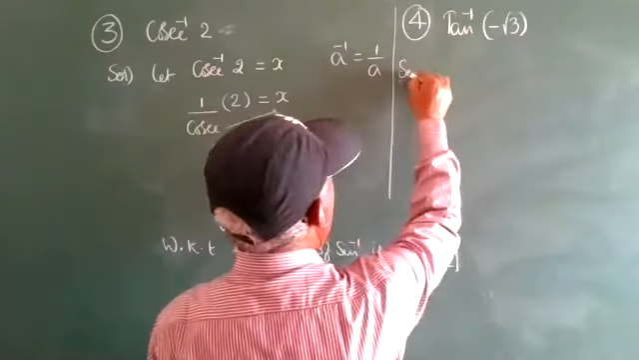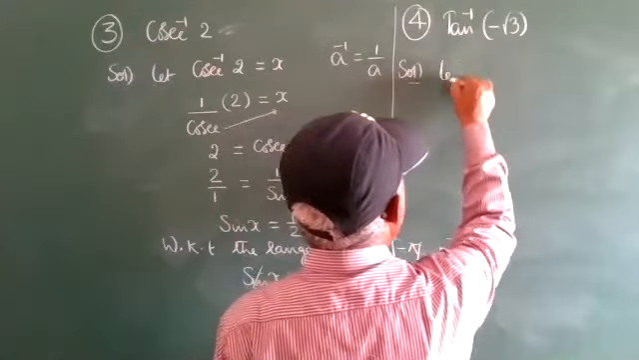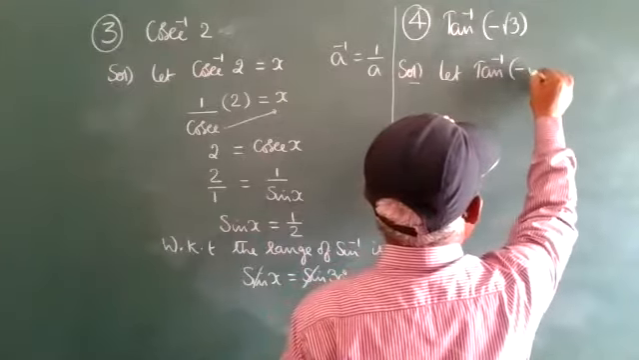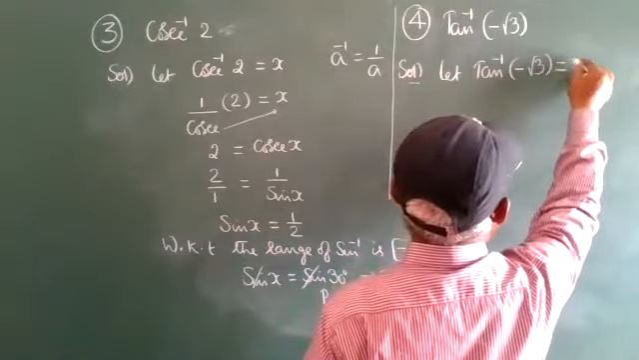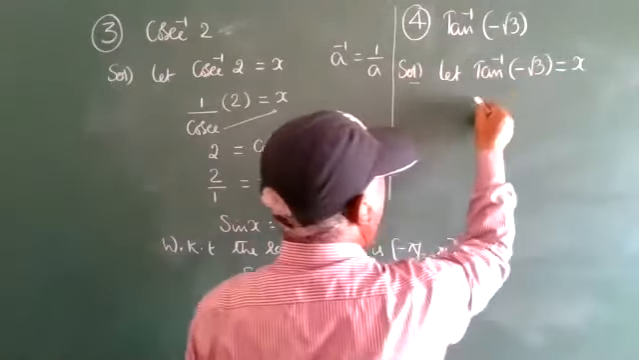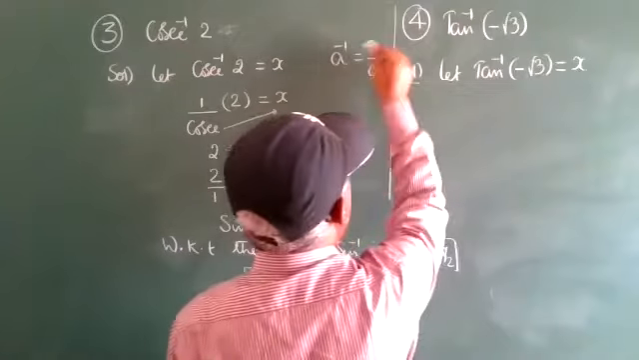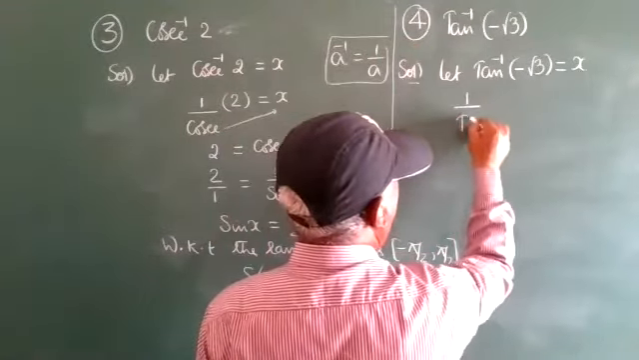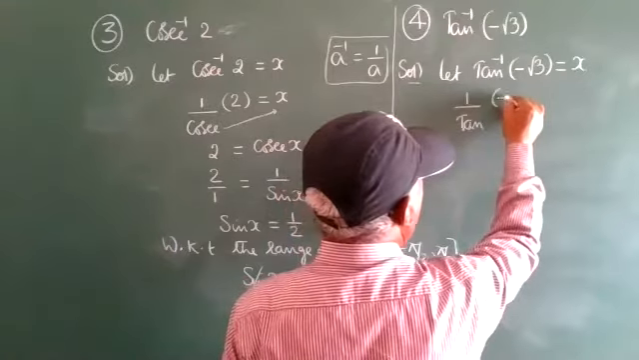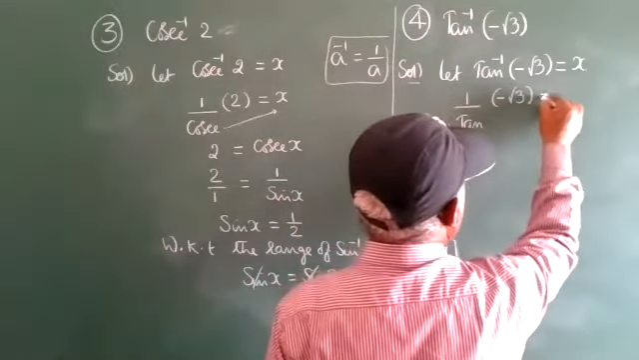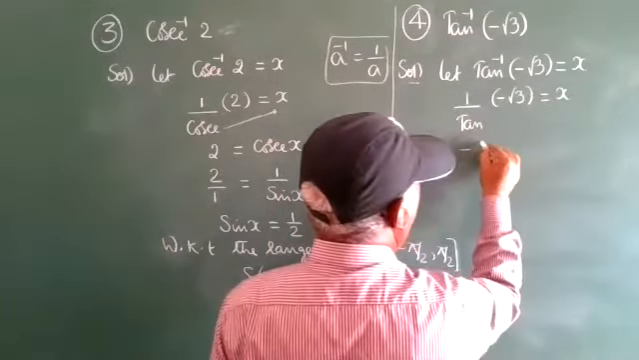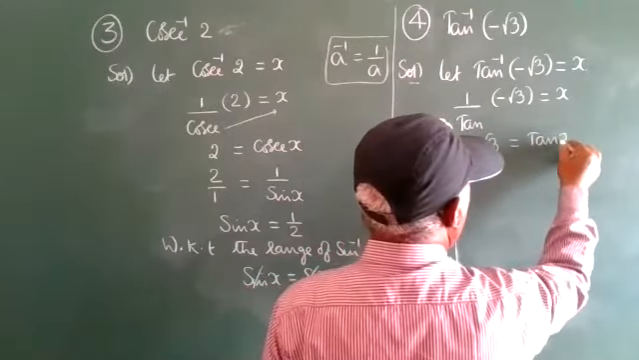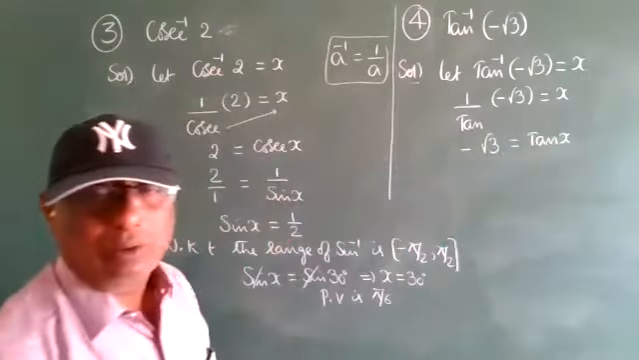Now write down. Let tan inverse of minus root 3 be equal to x. Tan inverse, A inverse is 1 by A. So minus root 3 is equal to tan x.